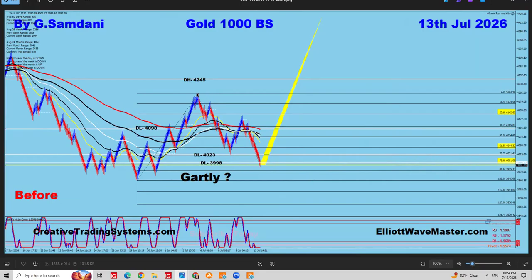Why? Because this pullback here, this is wave one, and this is like 1, 2, 3, 4, 5. You can see it poked into the 61%, then it went up to the 23% line, and then came down to 78%. Perfect by-the-book Gartley pattern. So I said, okay, maybe it's gonna play out, but 90% of the time, these patterns always play out positively, right? So far, what happened?